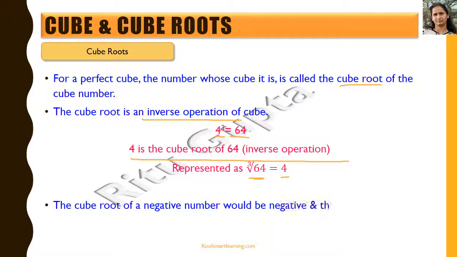The cube root of a negative number would always be negative, and the cube root of a positive number would be positive. That we know, because the cube of a negative number is also negative, and the cube of a positive number is also positive. This is unlike square roots, where for a positive number, its square root is both positive and negative. This would not be true for cube root. Cube root will be negative for a negative number and positive for a positive cube number.